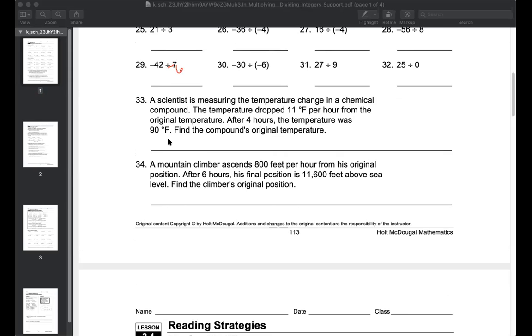All right. What about this next one? Negative 30 divided by negative 6. I have 2 negatives, so my answer is going to be what? Positive. It's going to be positive. Good. It's going to be a positive 5.